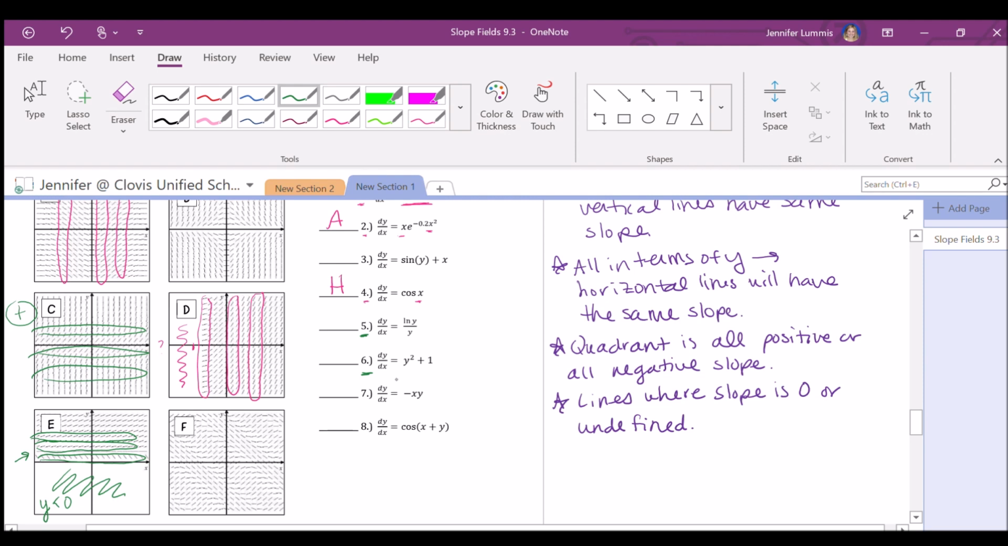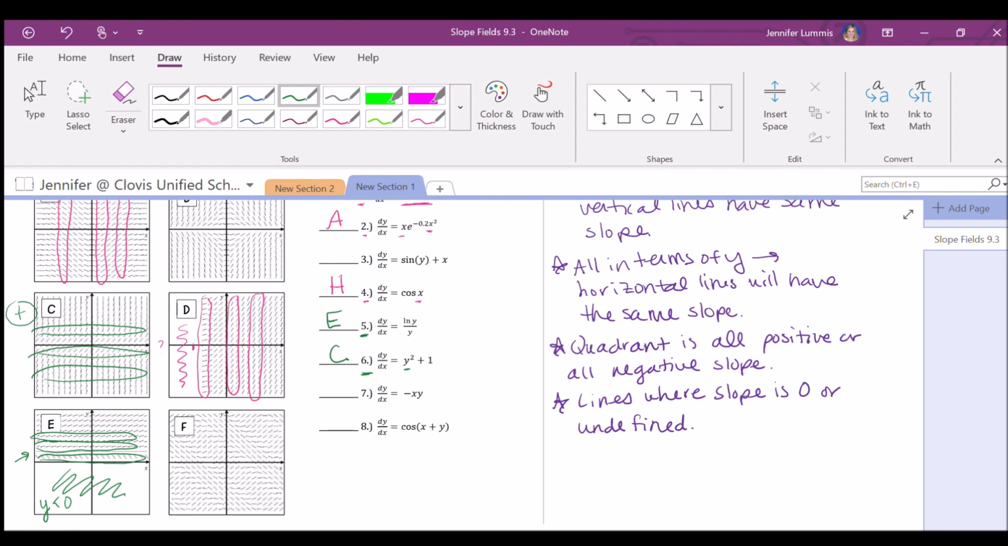So in comparing those two things, number 5 should match to E because we can't take the natural log or log of any negative number. So that's going to leave number 6 as C. Notice y squared, always positive, add 1, always positive. So this is the graph for C.